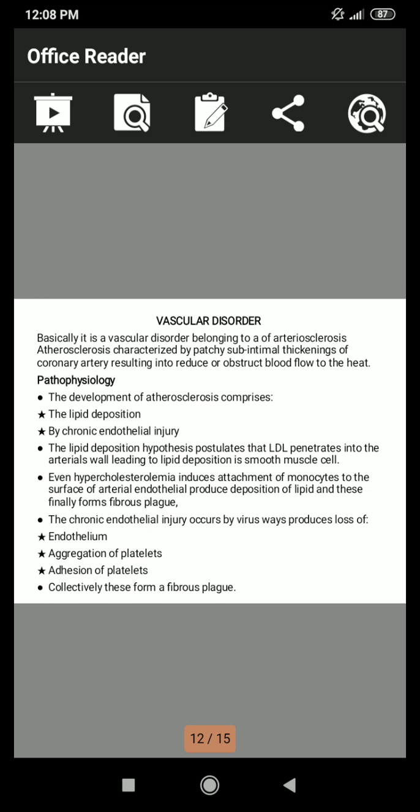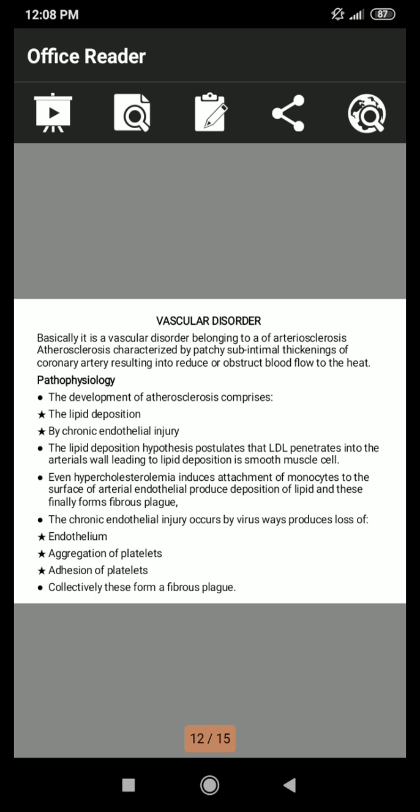Next, chronic endothelial injury occurs by viruses, which produce first loss of endothelium, second aggregation of platelets, and third adhesion of platelets. Collectively, these form the fibrous plaque.